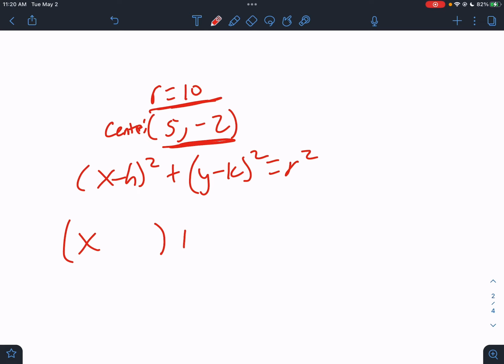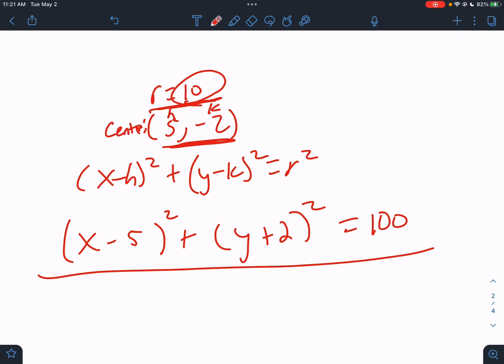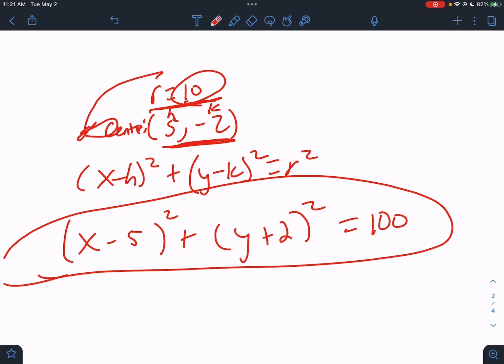So we know it's going to look like this. X and y are unchanged. But what would be x minus h? This is h, this is k. That would be x minus 5. Well, k is negative 2. What's y minus negative 2? That's going to be plus 2, equals the radius squared, 100. So this equation would generate a circle with a radius of 10 and a center of 5 comma negative 2.